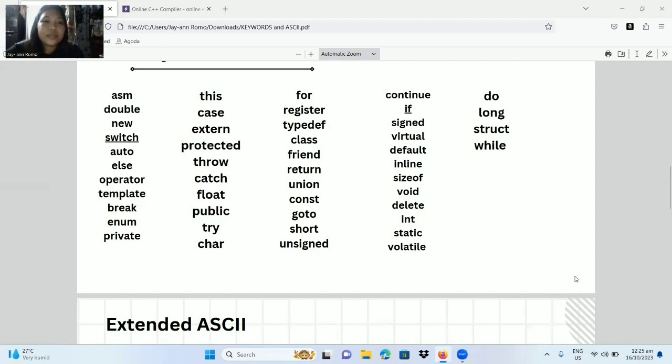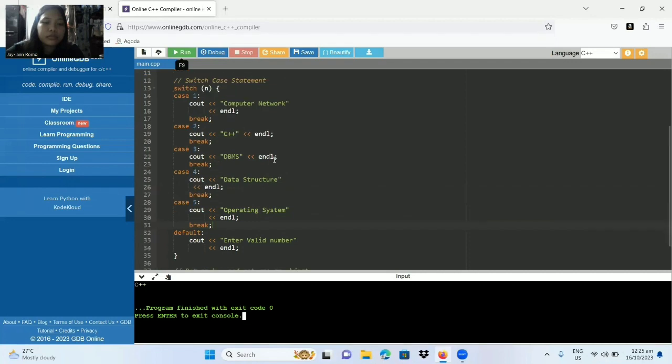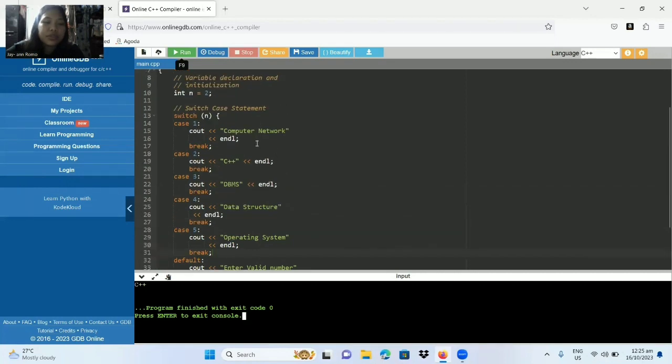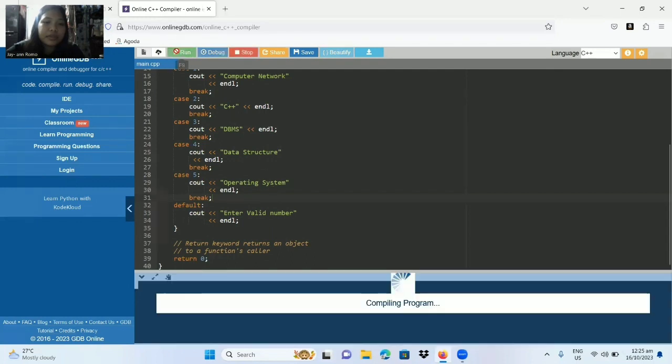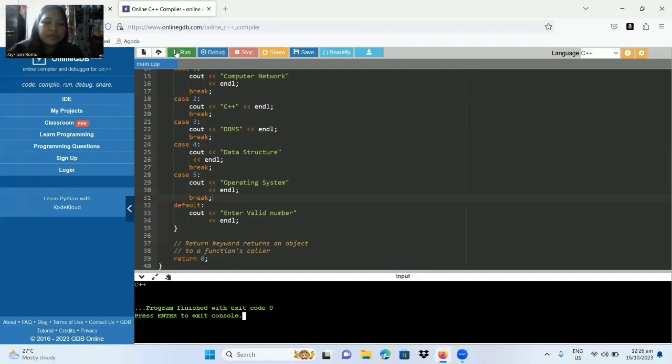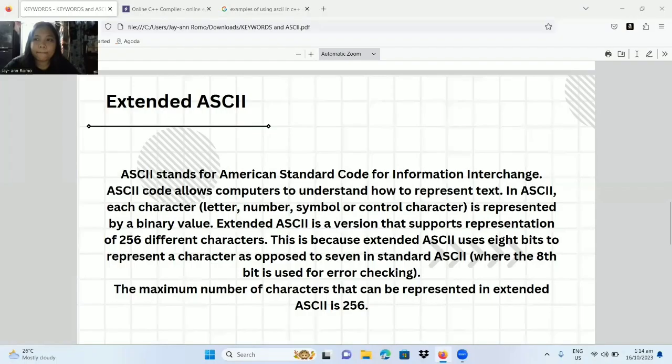So here are examples of how keywords are used. As you can see, all the keywords are in lower case. Let's run it. And that's it for keywords.